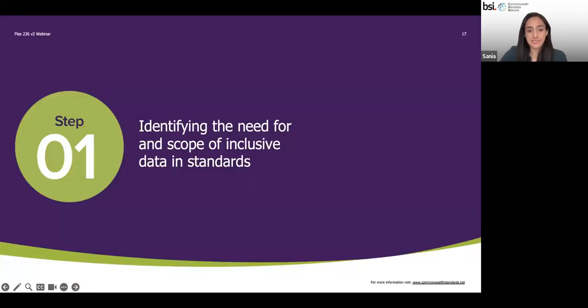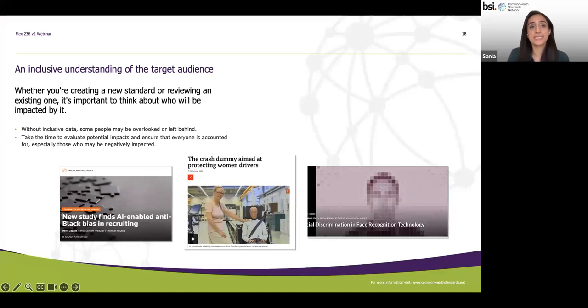Right, so on to our steps. Step 1 being identifying the need for and scope of inclusive data within standards. Here we'll look at ensuring that we include diverse stakeholders in the process and that we're aware of who the standard might impact. So firstly, understanding the target audience and having an inclusive approach to doing that.